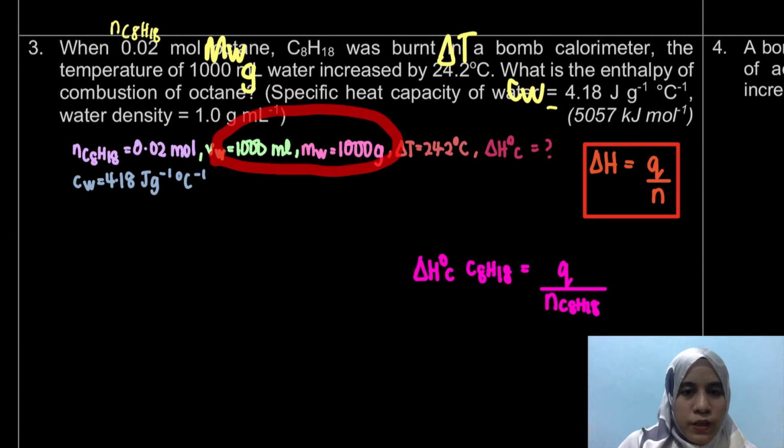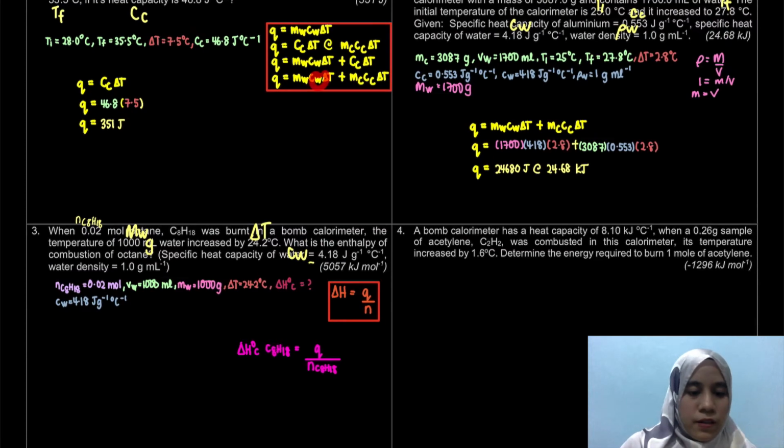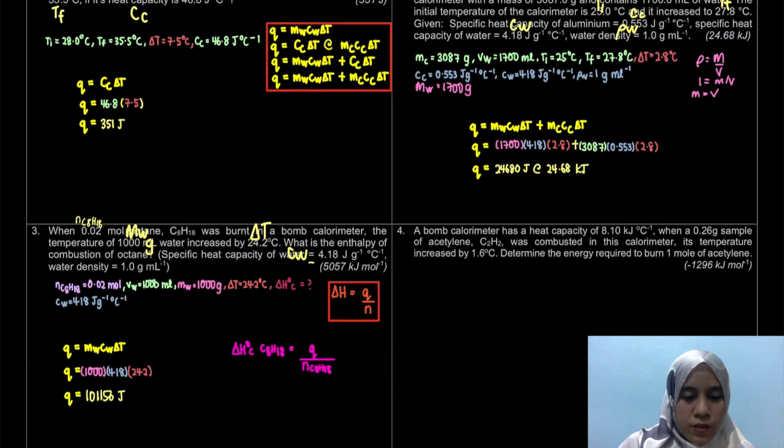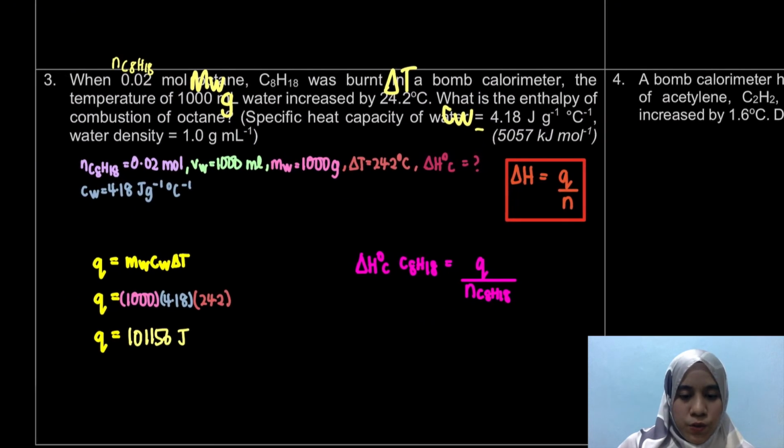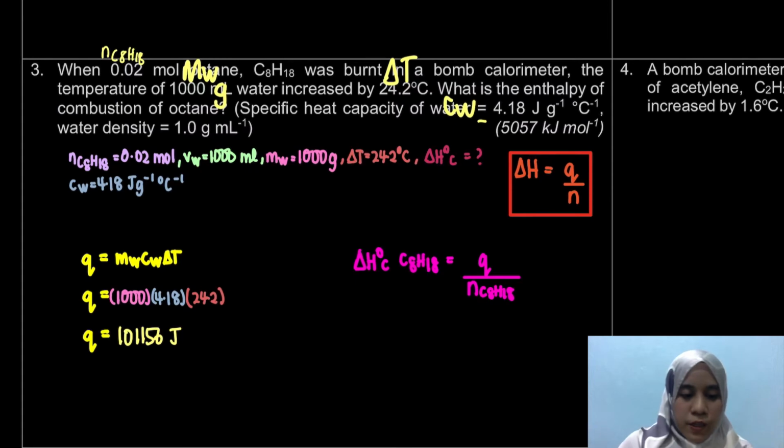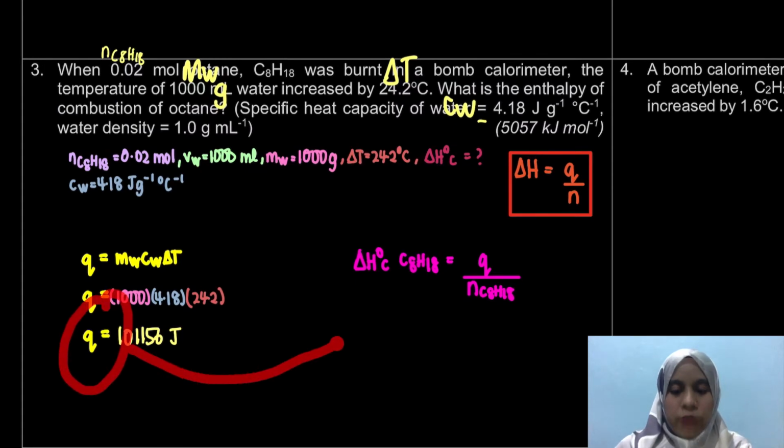Ni number of mole ni nak guna bila? Okay, tu nanti. Again, we are interested in kalau water dan calorimeter je. Yang ni kan octane kan? Tak nak. Okay, so which formula we're going to use? Q is equal to MCAT. And we will substitute all the values. Okay, so this is the value once I substitute it. Okay, so this is my Q. Okay, done finding out my Q.